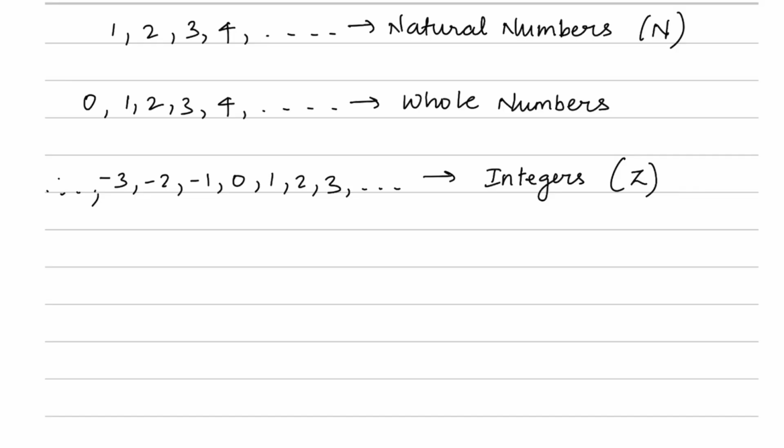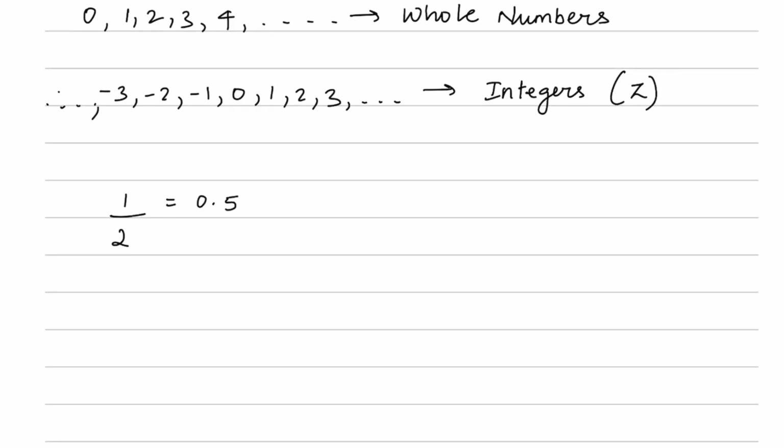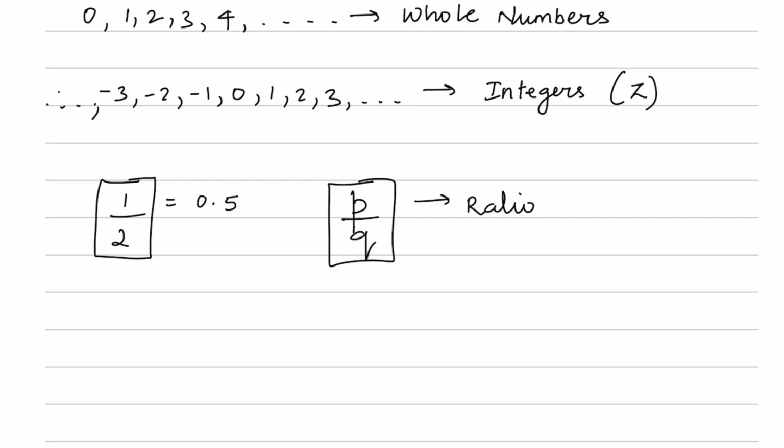Then the next thing that we have is, what if we divide the number 1 by 2? I know I'm going to get 0.5. Now look here, these are two integers that I have taken right here, integer 1 and integer 2. So when I divide an integer p by another integer q, this sort of a number is known as a rational number. But what is important here is the denominator q should not be equal to 0.